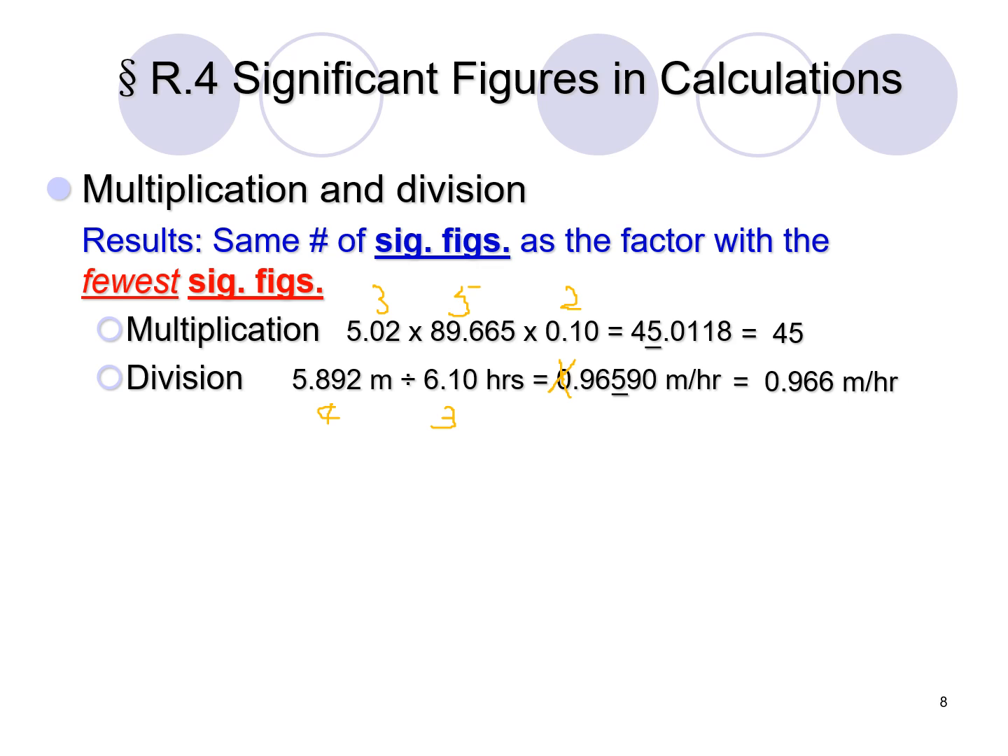Remember, we got the units. Units can be divided, so we have meters divided by hour, so we have meters per hour.